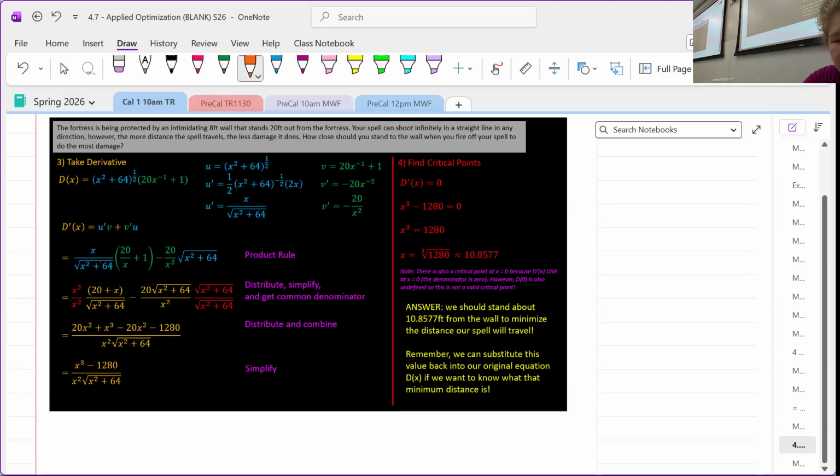So we get our product rule. We end up having to get a common denominator to get everything together. And the top actually simplifies down nicely. It's x cubed minus 1280. And then the bottom is x squared times the square root of x squared plus 64. The bottom, though, only equals 0 when x is 0. But x equaling 0 is actually a maximal distance, not a minimal distance.